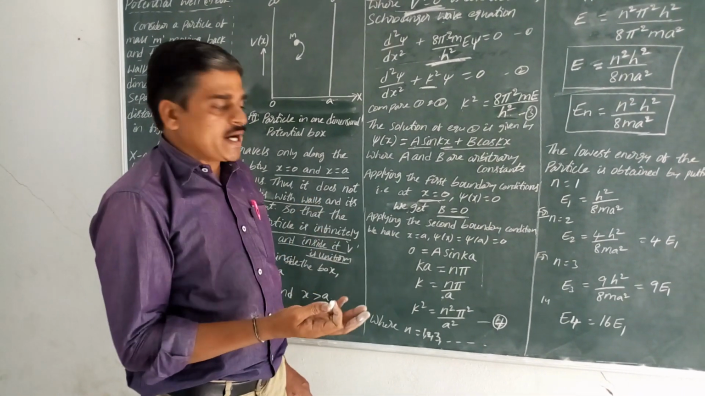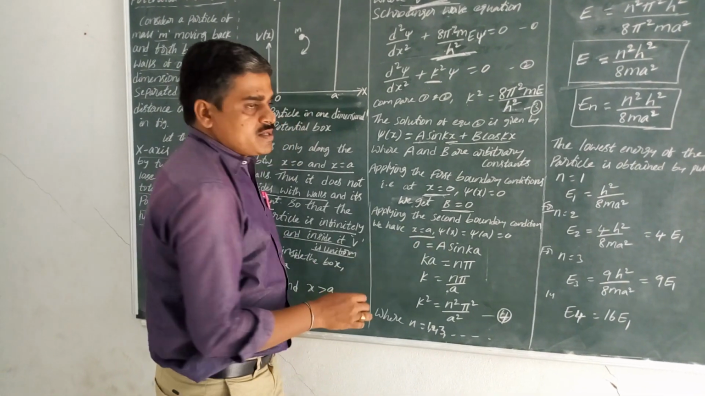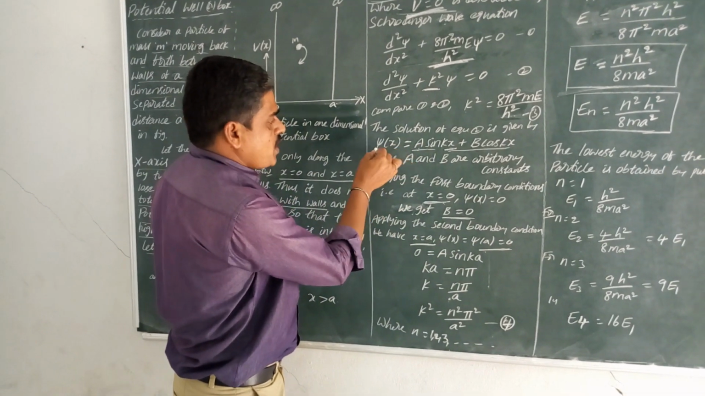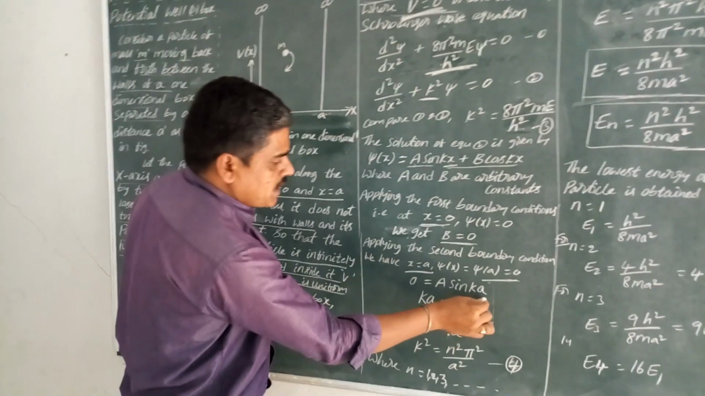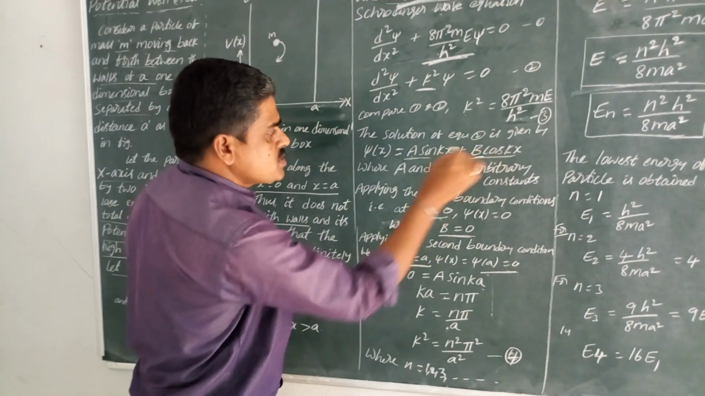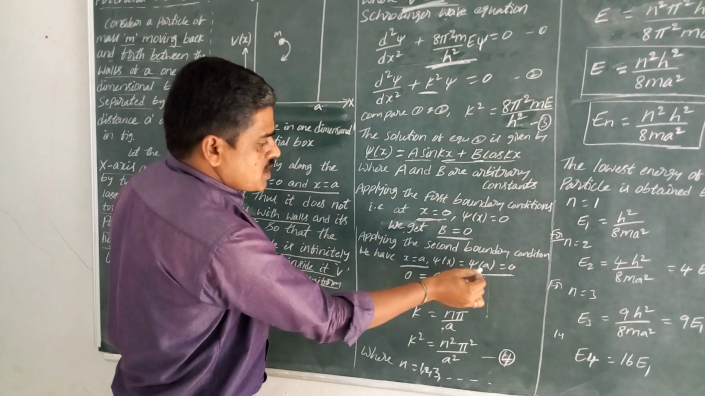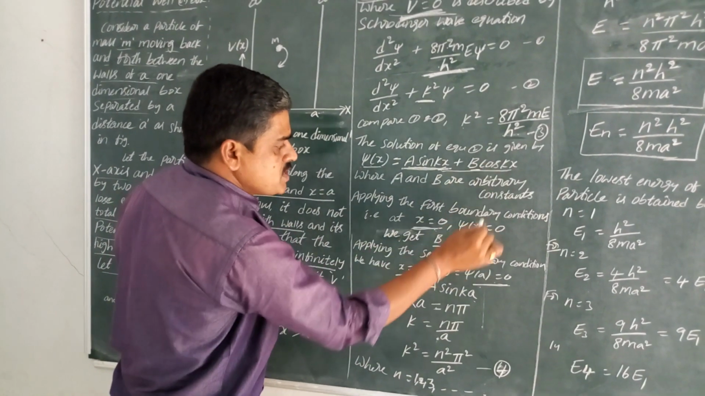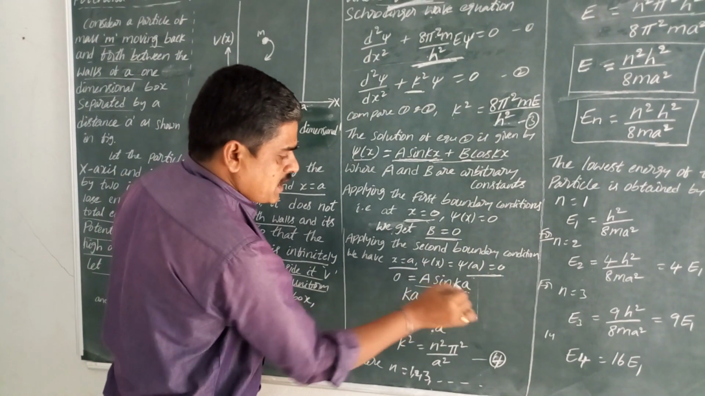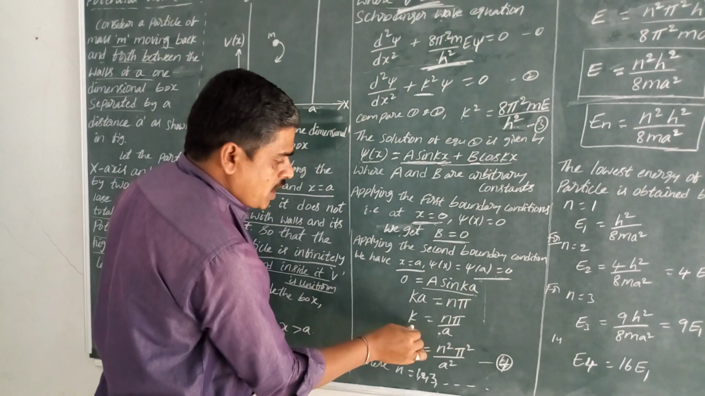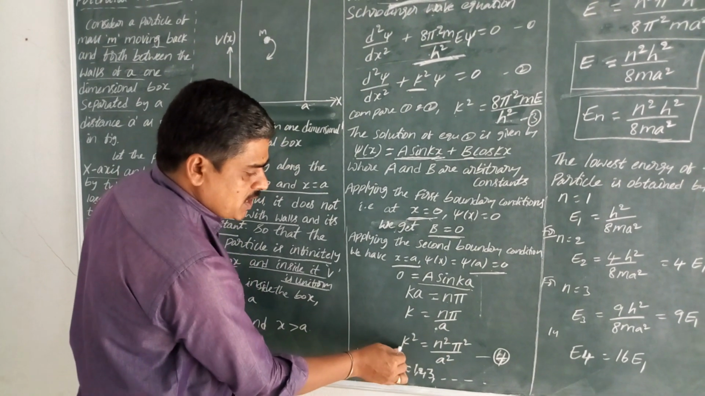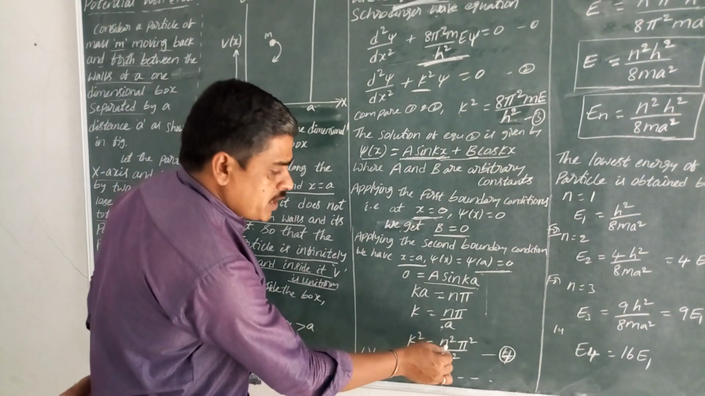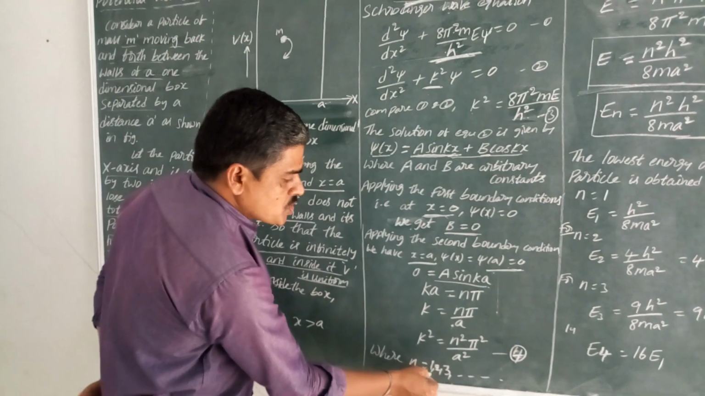Now applying the second boundary condition, that is x is equal to a, psi of a is equal to 0. Substituting, with b value already 0, we get 0 is equal to a sin ka. So ka is equal to n pi, k is equal to n pi by a. But k square is equal to n square pi square by a square, where n is equal to 1, 2, 3 and so on.